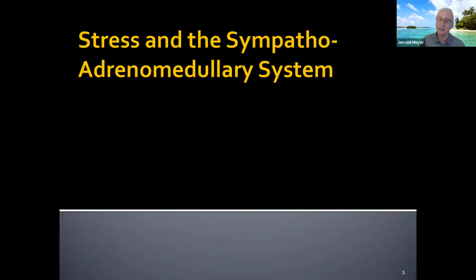The second session now, we're starting to delve into some of the actual biomarkers. And I'm starting with the Sympatho Adrenal Medullary system, a little bit of that system and the things you can measure and different ways of measuring these markers.